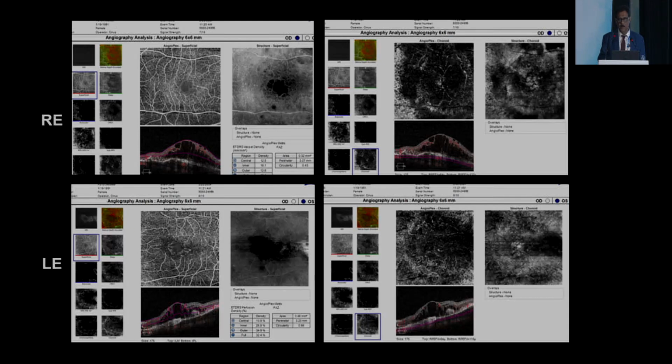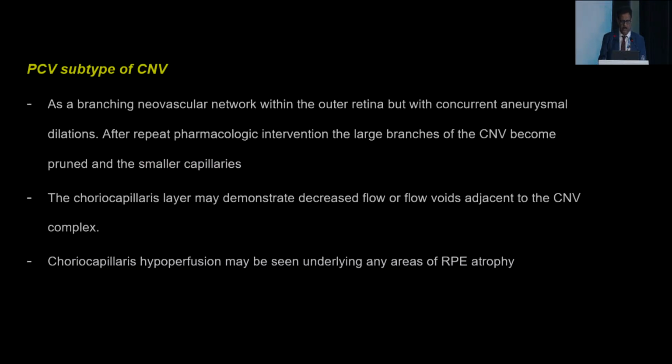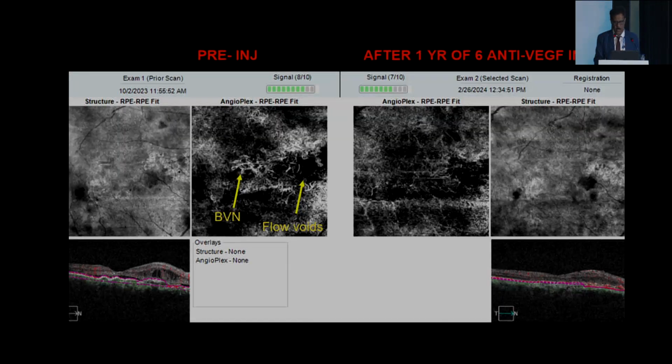We will not detect CNVM if you are scanning in the superficial layer. You have to go deeper, at the level of the choriocapillaris or the outer retina to choriocapillaris (ORCC) level. Coming to the PCV subtypes, identification of the branching vascular network is very important, and sometimes you can see choriocapillaris hyperperfusion around the new vessels, so that you get the perilesional halo or any underlying areas of RPE atrophy.